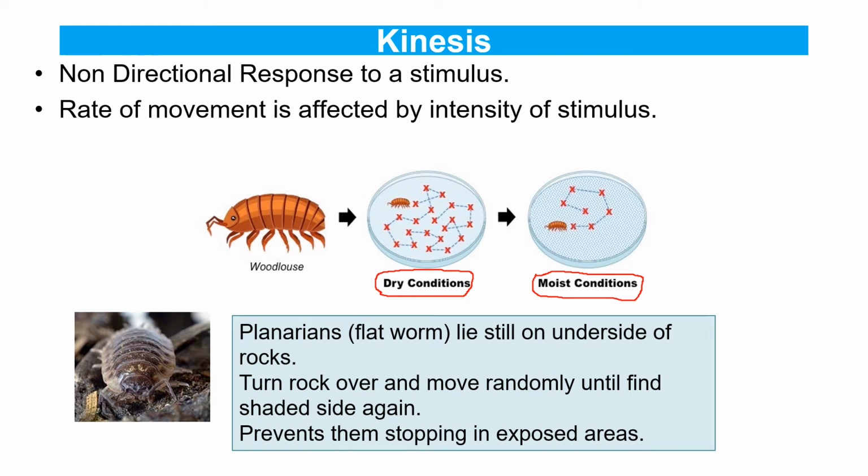Another example of this is the planarian or the flatworm, which will lie still on the underside of rocks because they're favourable conditions, dark and damp. But if you turn the rock over so they're in the sun, they will continue to move randomly as fast as they can until they randomly hit dark shaded conditions again. And basically this is a very simple behaviour type that prevents them from just sitting and stopping in exposed areas. They'll continue to move until they're in safer, more favourable conditions.